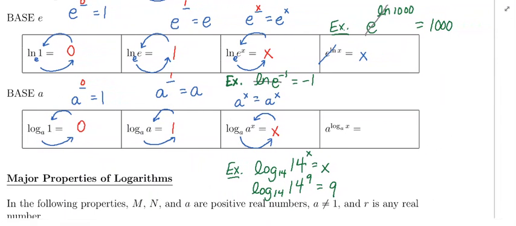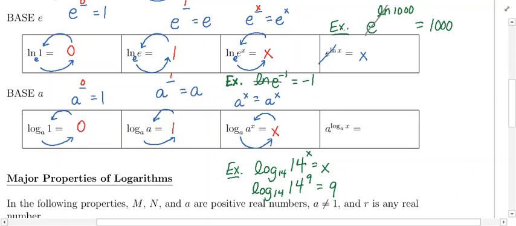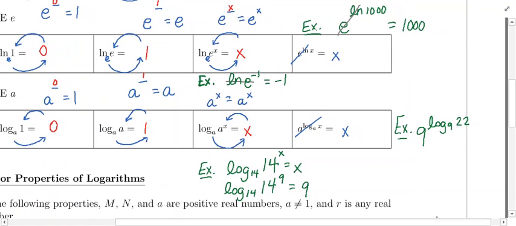All right, last property here, along the same lines, if you have a raised to the log base a of x, again, you have a situation where a is side by side with log base a. Those guys are going to cancel. The exponent is going to come down as the answer. So if I did 9 raised to the log base 9 of 22, the log base 9 is side by side with the 9. They will cancel, and then the 22 would come down and be the answer.